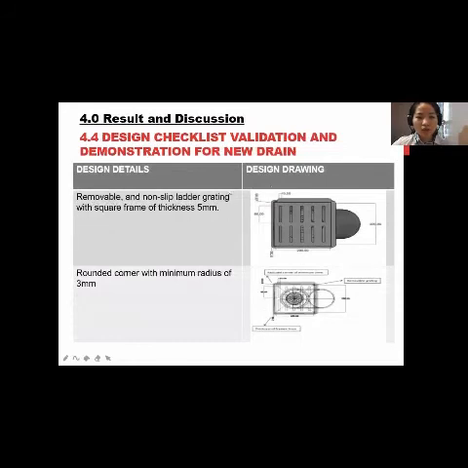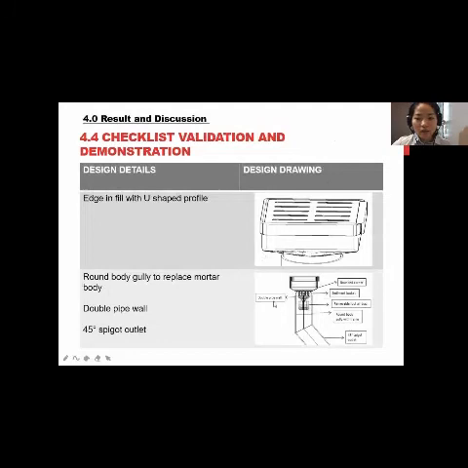Okay, so this table presents my design drawing using AutoCAD also. This is the top view of my design drawing. The square frame thickness is 5 mm and the corner radius is 3 mm. This is the view in wireframe. And this is the side view.